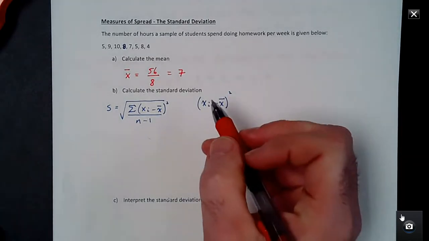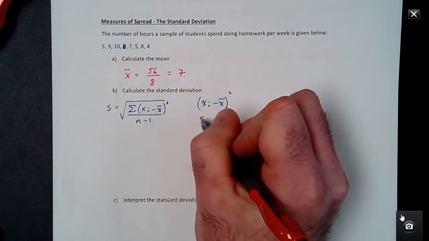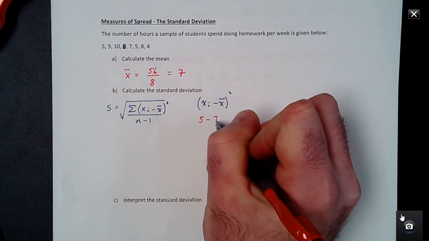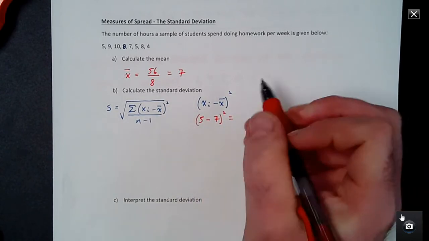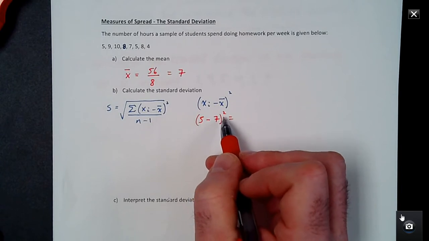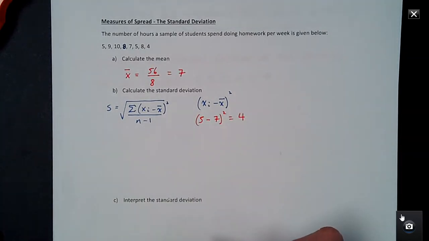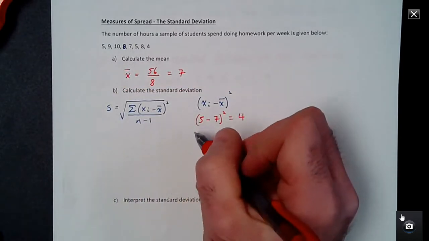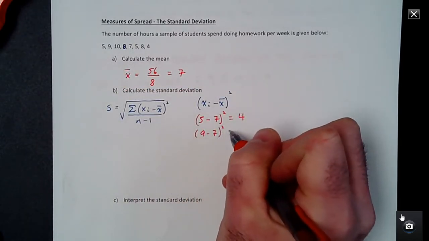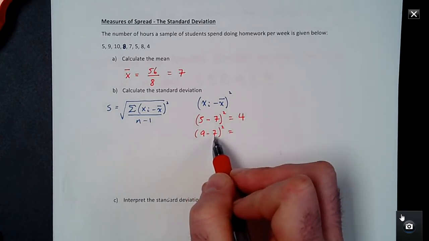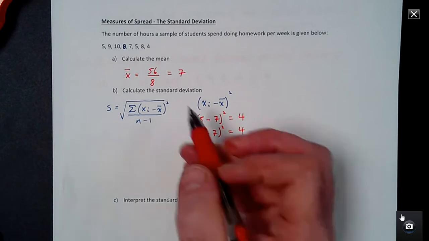So basically what we do is we take each of these values. So let's look at the first value, which is 5, and then I minus the mean, and then I square it. And so 5 minus 7, that will give me -2. -2 squared will give me 4. And then I do it for all the other values. So I'm going to do 9 minus the mean, all squared. So 9 minus 7, that's 2. 2 squared, that gives me 4. And then I just keep going.